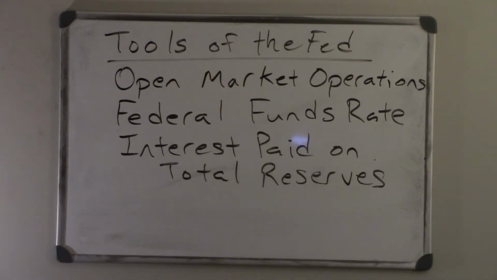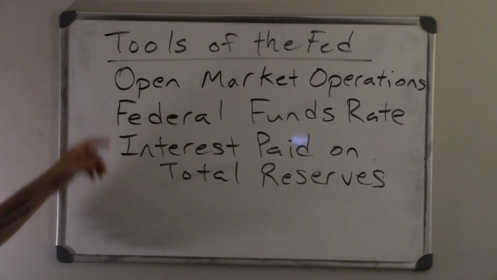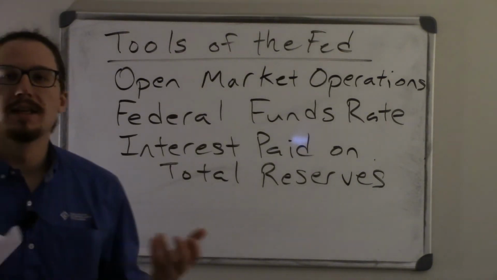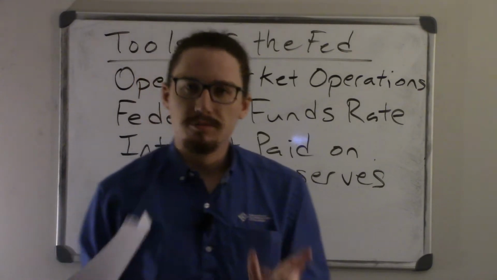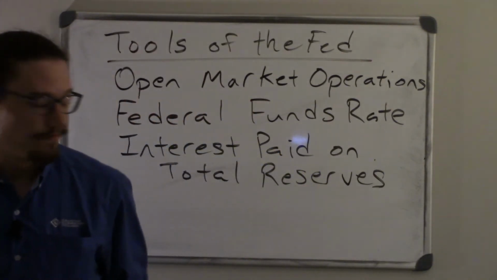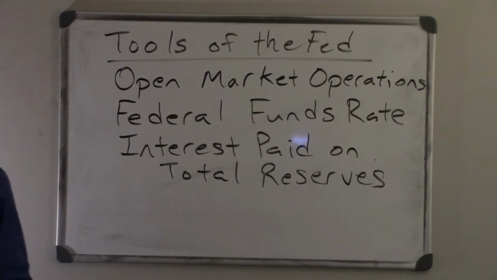All right, so just really quickly running through these, just a recap. Open market operations, this is when the Fed is buying and selling government bonds. The federal funds rate, this is the overnight rate for banks that are borrowing from one another overnight. And interest paid on total reserves, kind of what it is, right? Anyone that has an account with the Fed, just like other bank accounts, they are drawing interest, although that is somewhat recent.